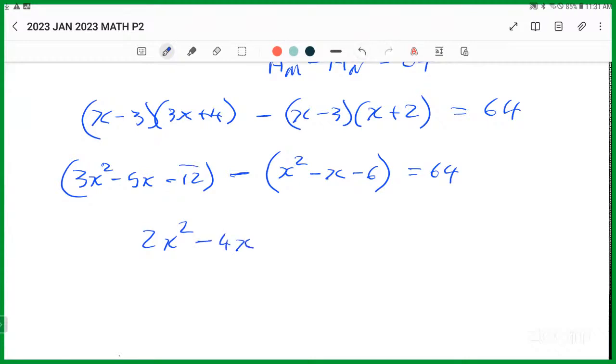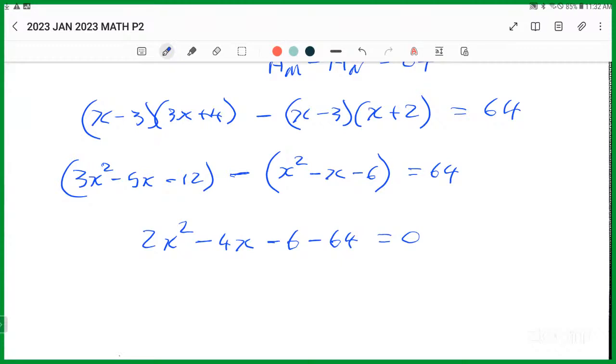Then it's negative 12 minus a negative 6. That becomes a plus 6. Negative 12 plus 6 becomes negative 6. So we'll get a negative 6 right here. And then this 64, we're going to bring it over and put it as negative 64 equals 0.